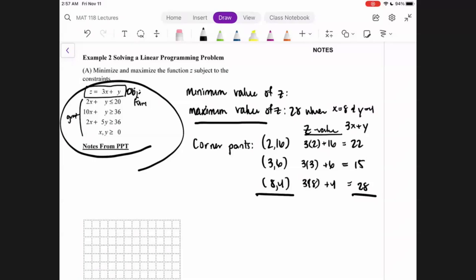And the min would be here. Right, so this is your max, this is your min. It's 15 when x is 3 and y is 6. Okay.